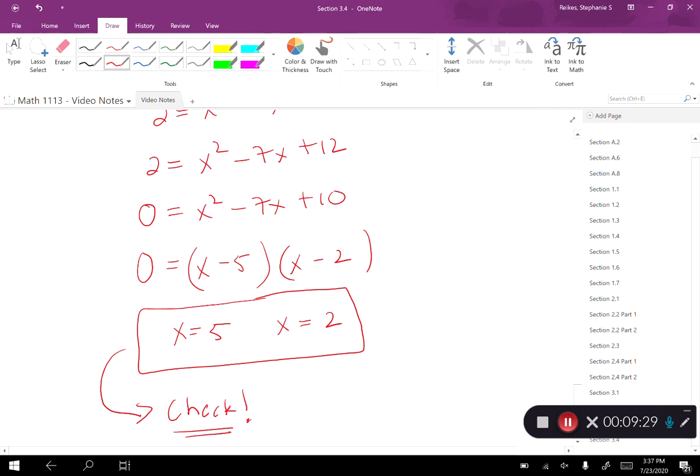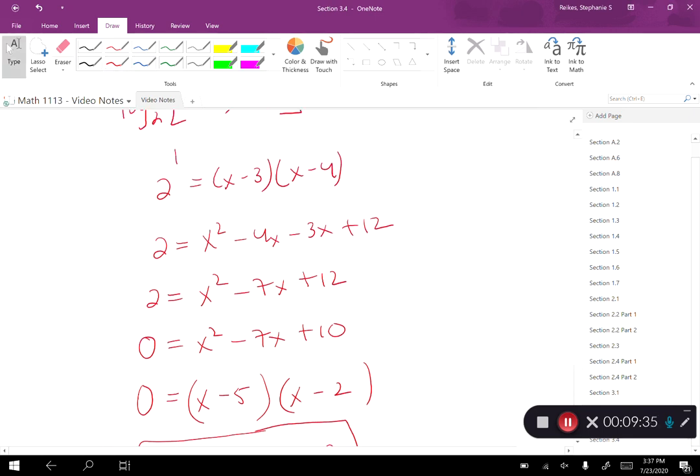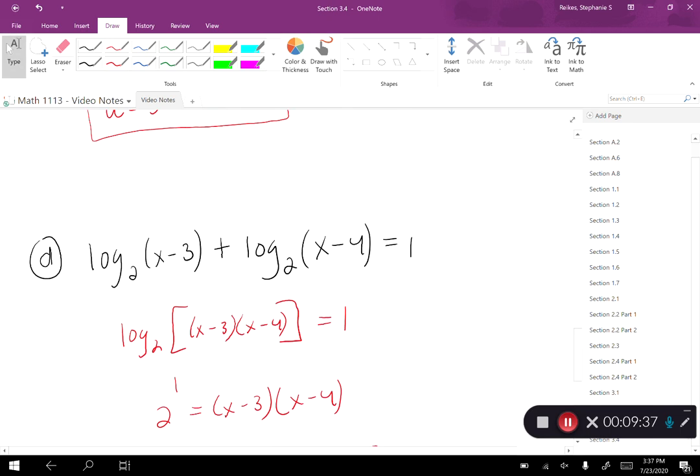Remember, this is a log problem. I need to watch out for my domain. So let's go back up to the top and let's check if 5 and 2 work. When I plug a 5 into here, 5 minus 3 is 2. That's log of a positive number. We're good. When I plug 5 into here, 5 minus 4 is 1. That's log of a positive number. 5 checks out.